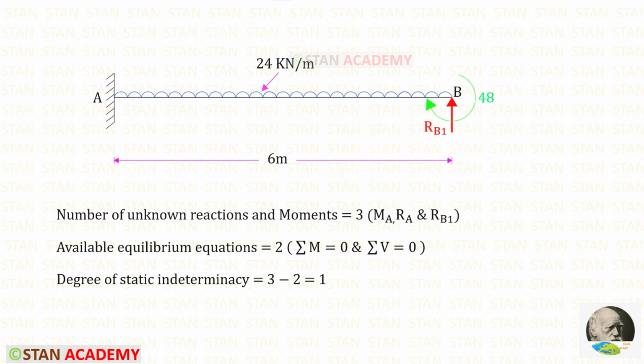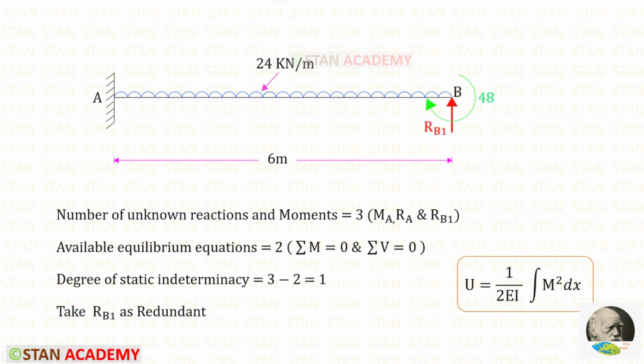Now let us find the degree of static indeterminacy. In this beam, the number of unknown reactions and moments are 3. The available equilibrium equations are 2. The degree of static indeterminacy will be 3 minus 2. We will get 1. Let us keep RB1 as the redundant. To find RB1, we are going to use strain energy method.